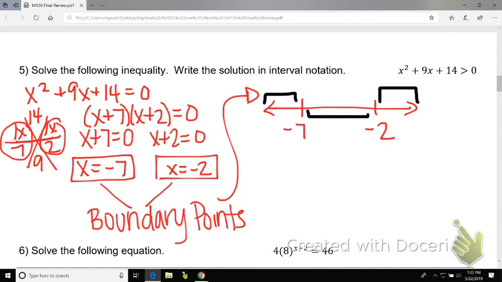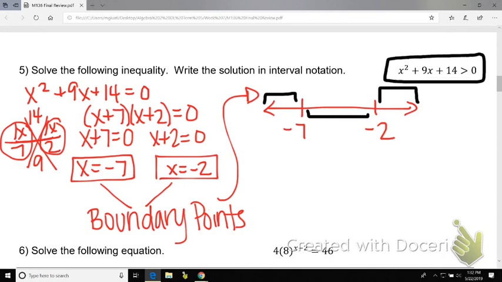Okay? What we have to do is pick a number in each of those sections, so any number that falls to the left of negative 7, any number that falls between negative 2 and negative 7, and then any number greater than negative 2. And we have to test each of those points to see which numbers are true for this inequality.